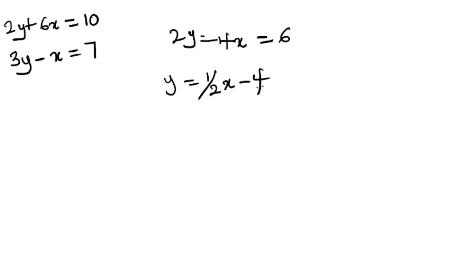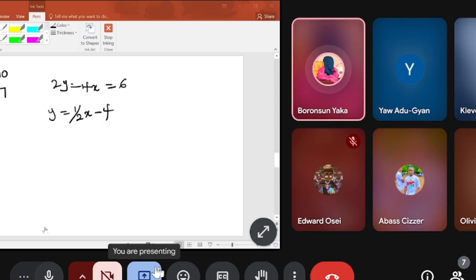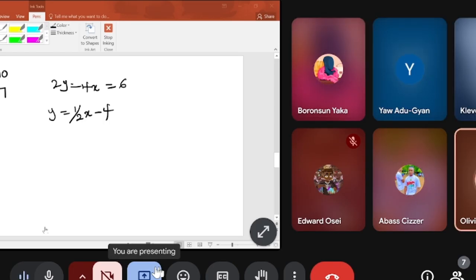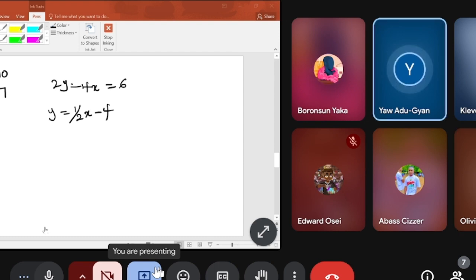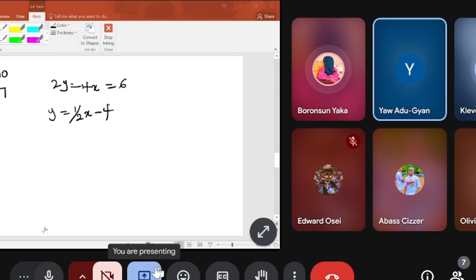They are not perpendicular. And are they parallel? No, they are not parallel.